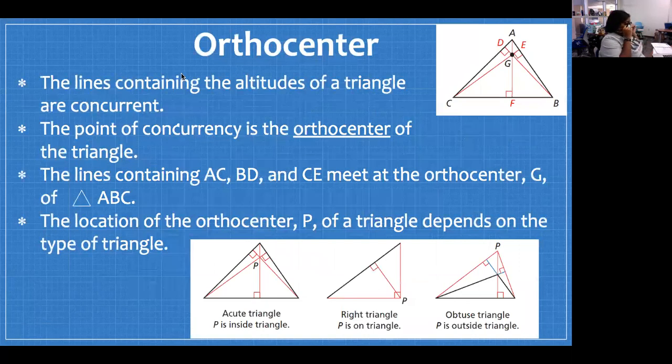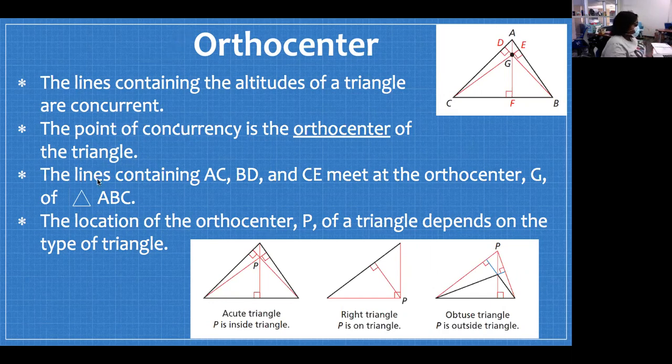So then the lines containing the altitudes of a triangle are concurrent. So of course that means there are 3 altitudes in a triangle. They are concurrent. Their point of concurrency is the orthocenter. So now we've got circumcenter for perpendicular bisectors, incenter for angle bisectors, centroid for medians, and now the orthocenter for altitudes.